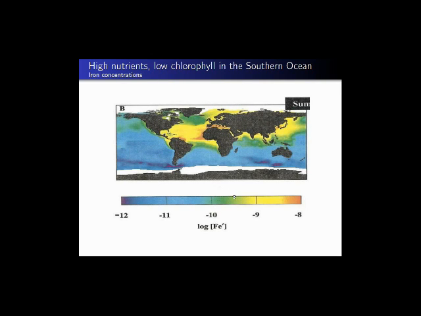In this figure, you can see that the blue, which represents low iron concentration, affects most of the Southern Ocean. Because of this iron limitation, phytoplankton in the Southern Ocean can't grow as much as we would expect given the high nitrate concentrations. So what we did in the study was to try and see what happens when we add iron. How much more do phytoplankton grow?